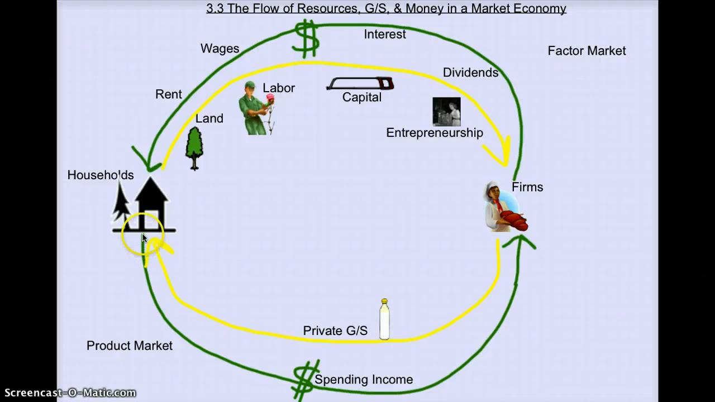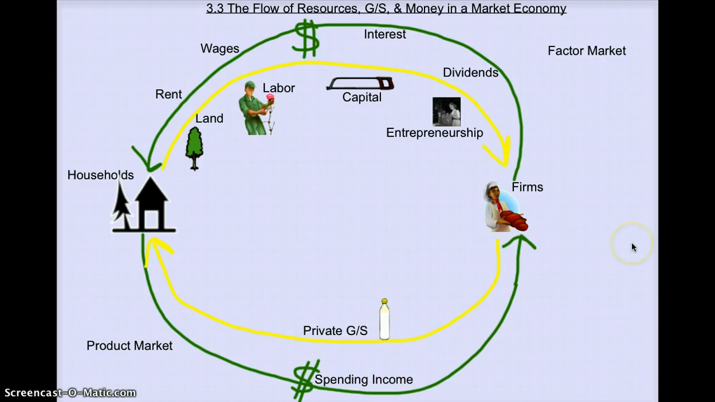Let's think of a real-life example. You, as part of a household, might buy a pair of jeans from a firm with the money that you earned by working in the local ice cream parlor. The ice cream parlor, in turn, pays you for your labor with the money that it receives from selling the ice cream to other households.